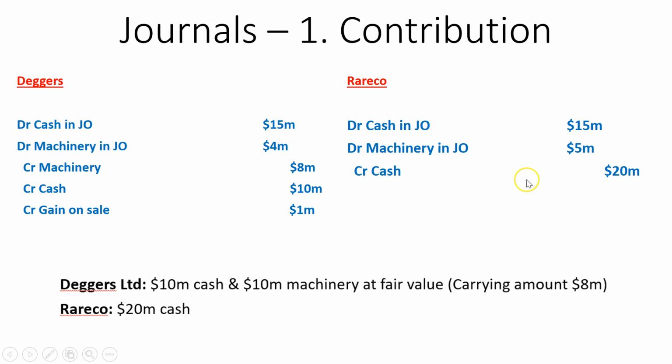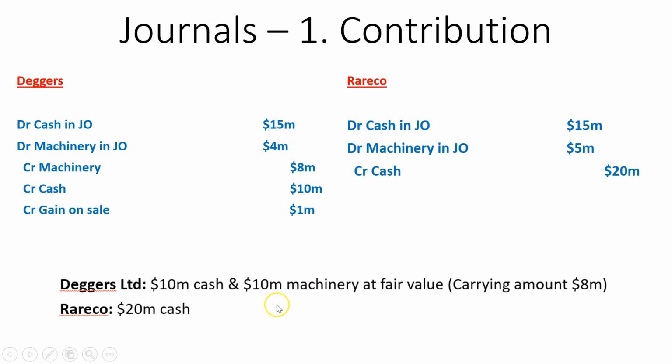Now the next entry is credit cash of $20 million. Why? Simply because they contributed $20 million cash to the joint operation, so they credited it out of their financial statements because that is the amount they contributed. And again, on the first line, they recognized the total amount of cash that they're actually entitled to that has gone into the joint operation. So that are all the entries for Rareco.